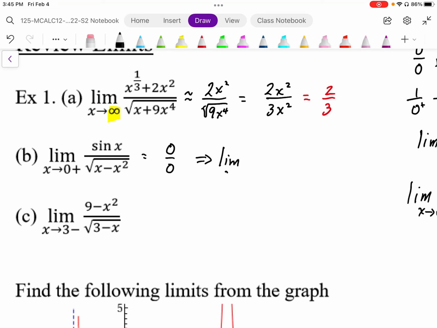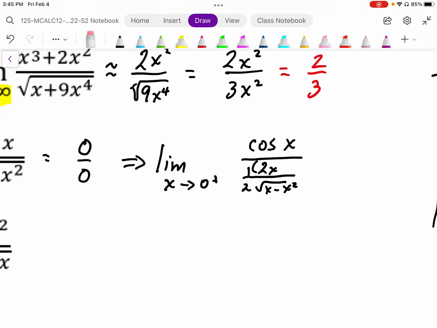So I get the limit as x approaches 0 from the positive side. This is going to be cosine x over 1/2 root x minus x squared times 2x. Oops, I'm going to need to zoom in here a little bit. When I differentiate the inside function, I get 1 minus 2x, and this can be simplified.